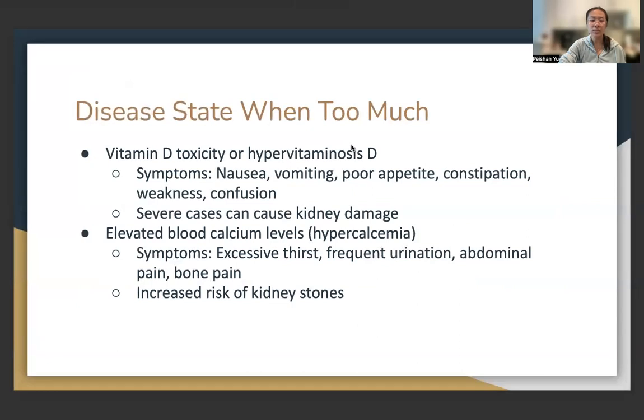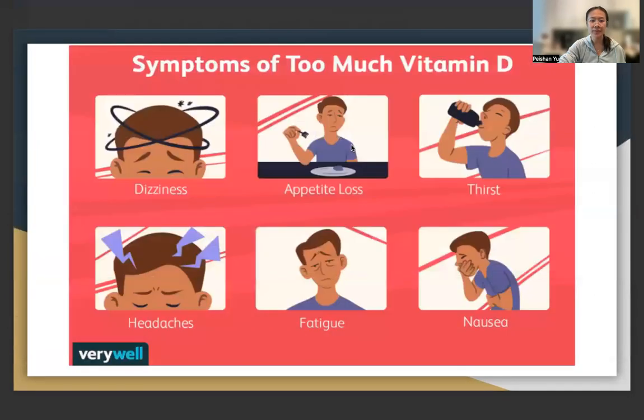hypervitaminosis D, symptoms are nausea, vomiting, poor appetite, constipation, weakness, confusion. Severe cases can cause kidney damage. Elevated blood calcium level, we call it hypercalcemia. Symptoms are excessive thirst, frequent urination, abdominal pain, bone pain, increased risk of kidney stones. Here's the symptoms of too much vitamin D picture. So like dizziness, headaches, fatigue.